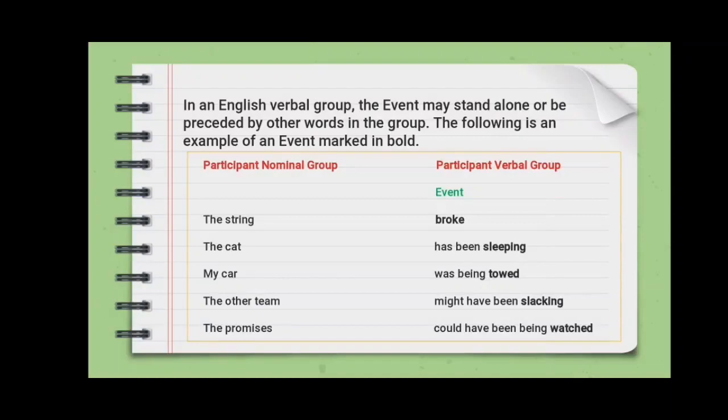So the next example is my car was being towed. My car here shows the participant nominal group. So was being towed. Towed here shows the event.